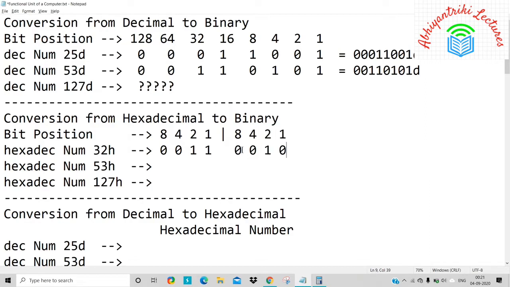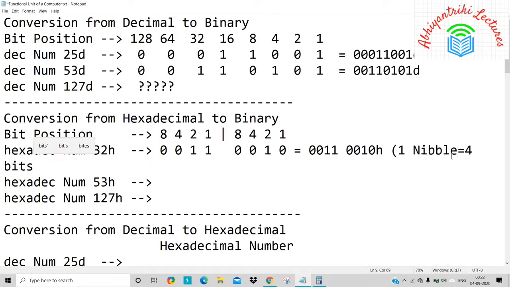So this is hexadecimal to binary. Now how do you write this? 0 0 1 1 space 0 0 1 0 H. Observe that there is a space in between. Each group of 4 bits we call a nibble. So 1 nibble is equal to 4 bits.